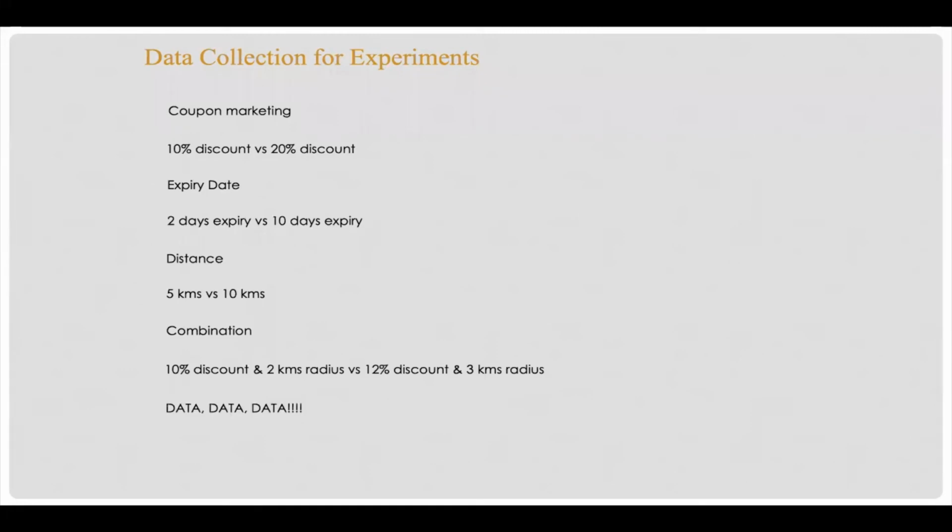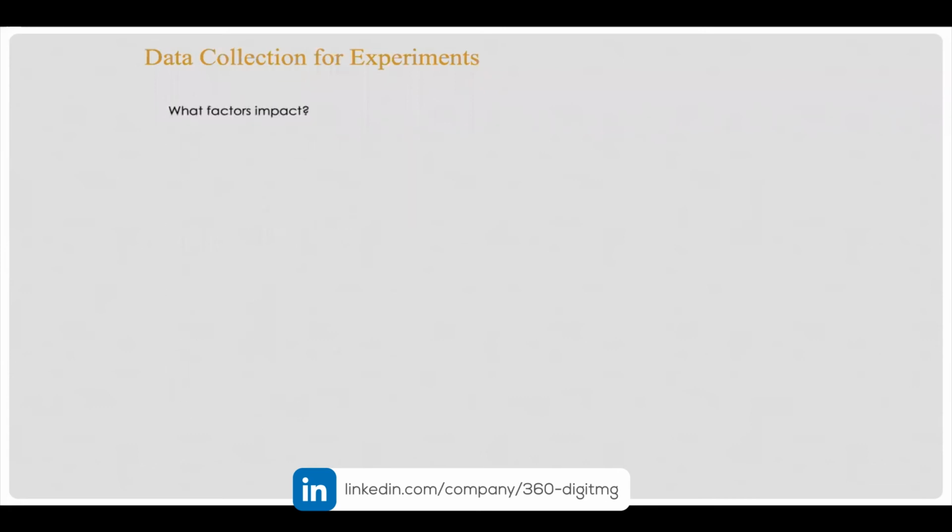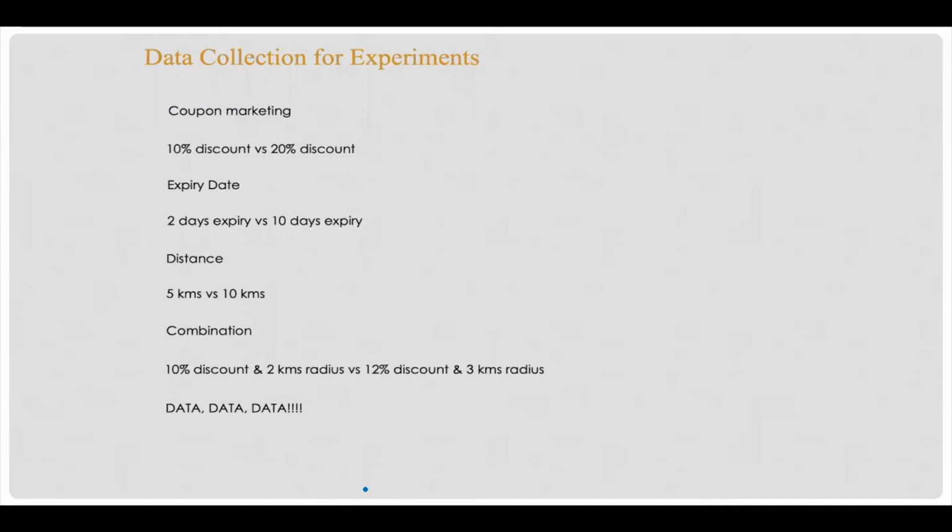Right? Data, data, and data. You need data to be able to figure out which combination works well. But in the first place, we do not have data here, right? So what people do is they carefully design the experiment. You have to figure out what are the various factors, what are the various levels, right?